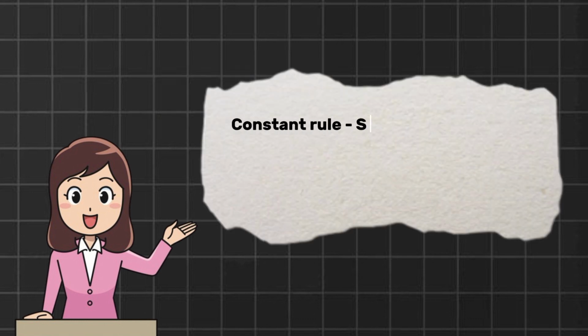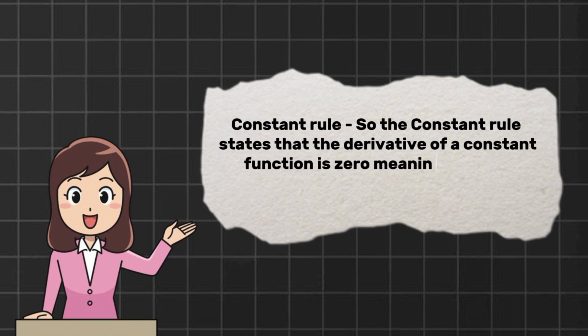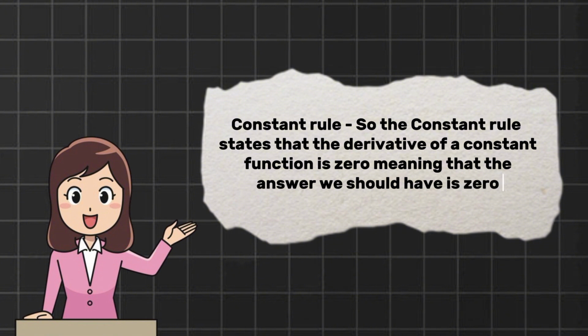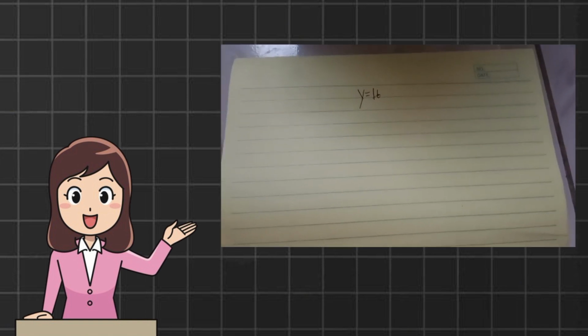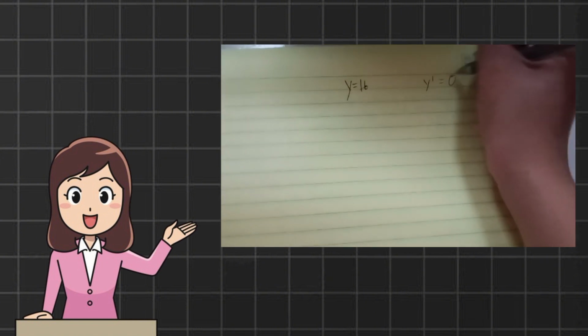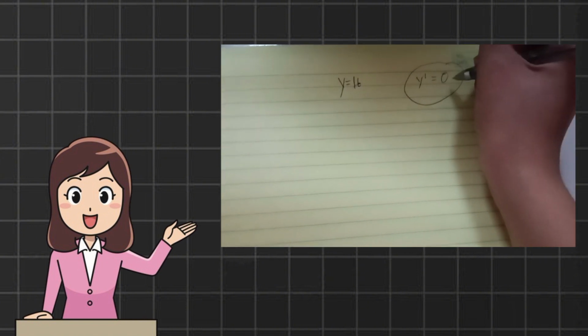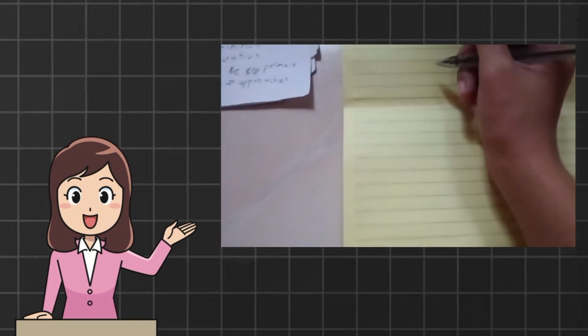Constant rule. A constant rule states that the derivative of a constant function is zero, which means that all constants will be equal to zero. We have this one example, which is y is equal to 16. Since it is a constant, the answer will be 0. The derivative of y, which is y prime, is equal to 0.